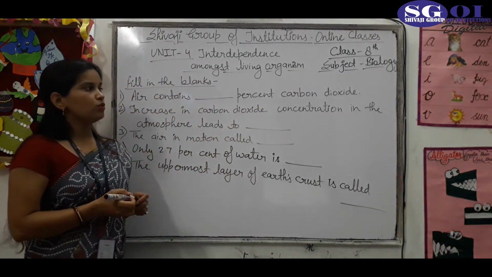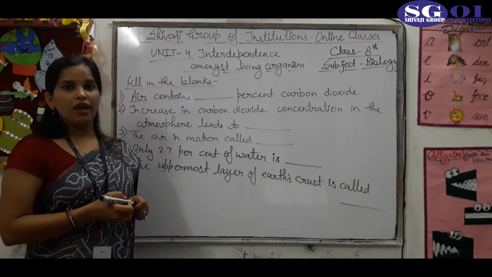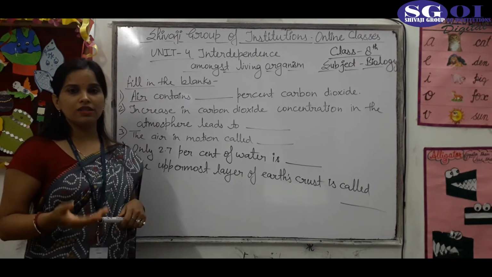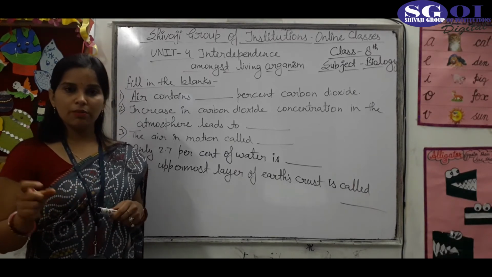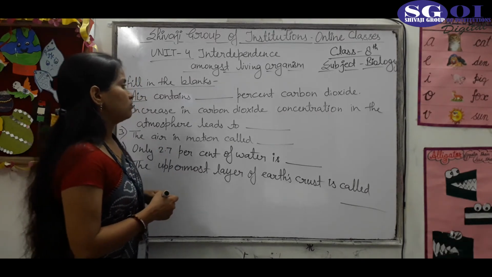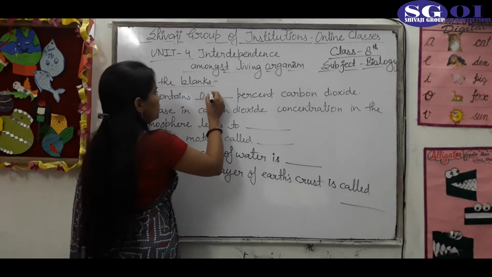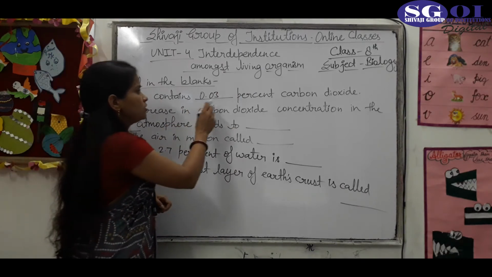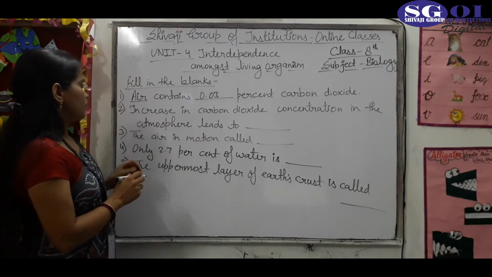So students, actually air is a mixture of various gases, and all types of gases are present in the air in various amounts, in various percentages. So all the gases are present in the air in different amounts, different percentages. So the percentage of the carbon dioxide is about 0.03%. Actually, 0.03% of air is carbon dioxide.